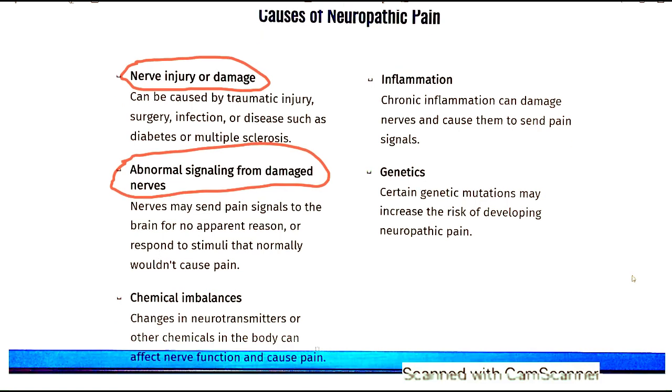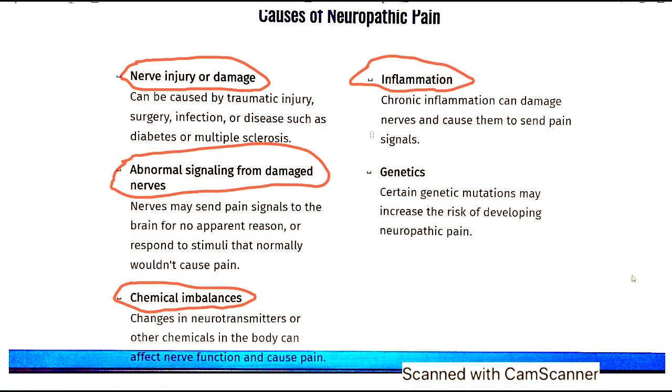The third reason behind neuropathic pain is chemical imbalance. Chemical imbalance is another reason for neuropathic pain. Changes in neurotransmitters or other chemicals in the body can affect nerve function and cause pain. Another reason behind neuropathic pain is inflammation. Chronic inflammation can damage the nerves and cause them to send pain signals.